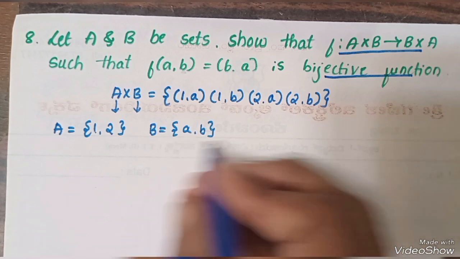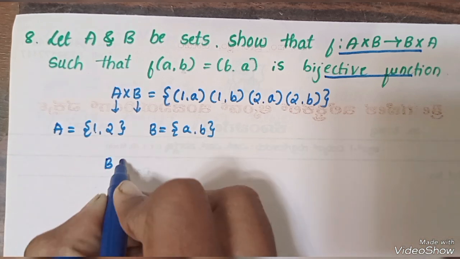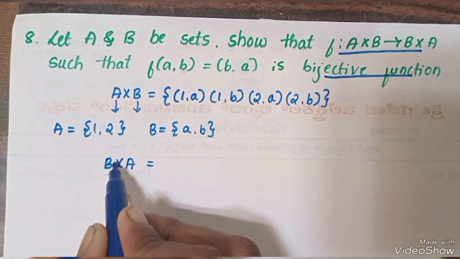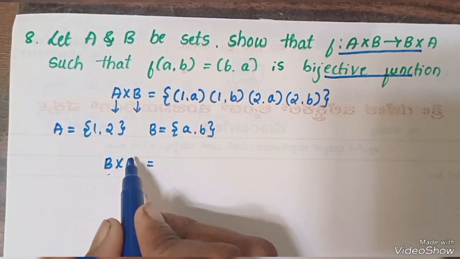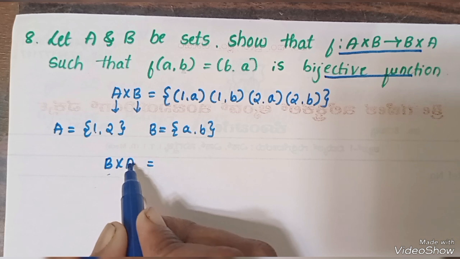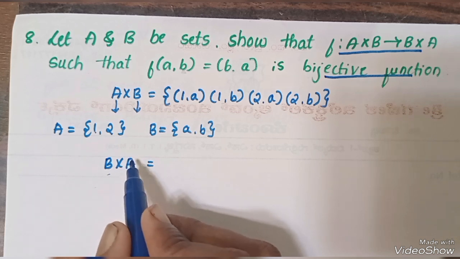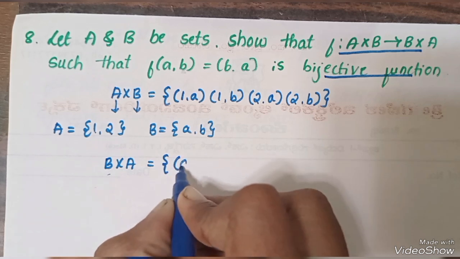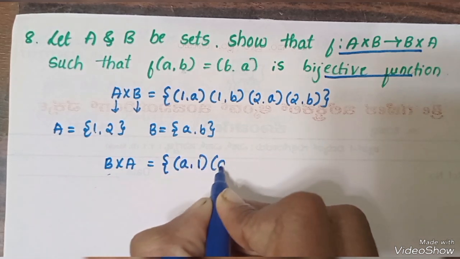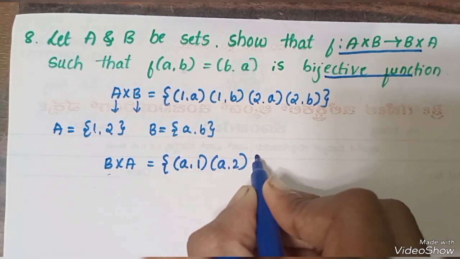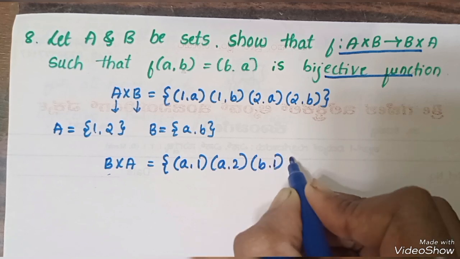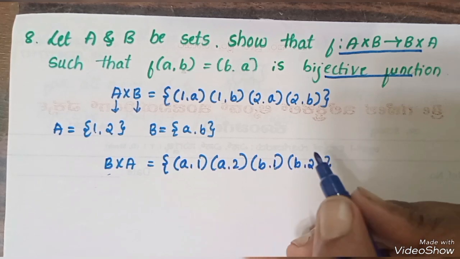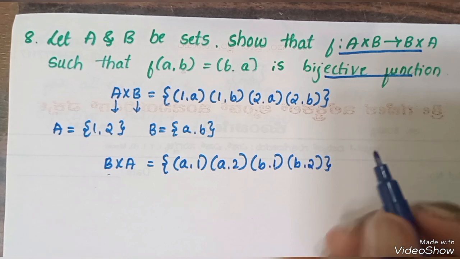Again, now B cross A is equal to, here the first element has to be taken from set B and the second element should be taken from the non-empty set A. Here a is related with 1 and again a is related with 2, b is related with 1 and b is related with 2.